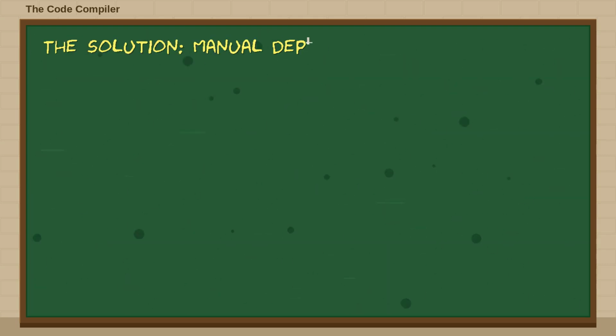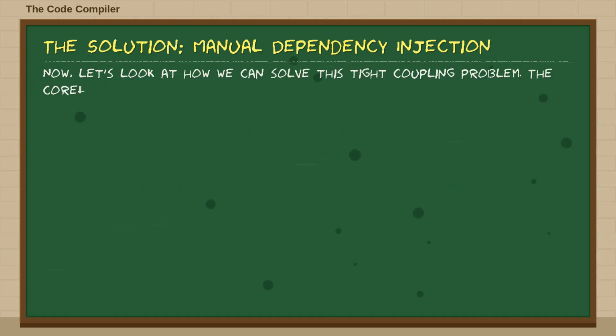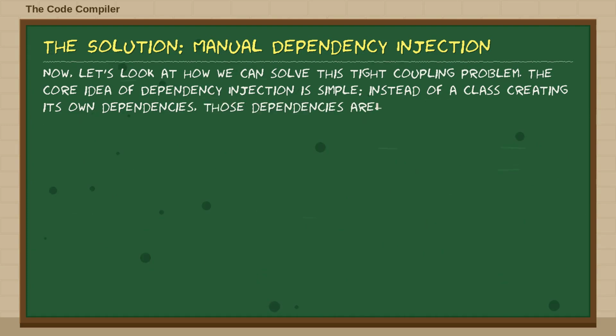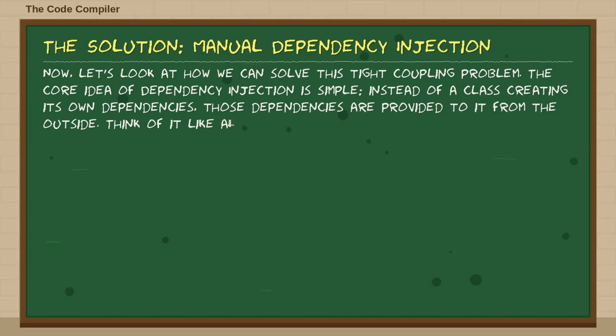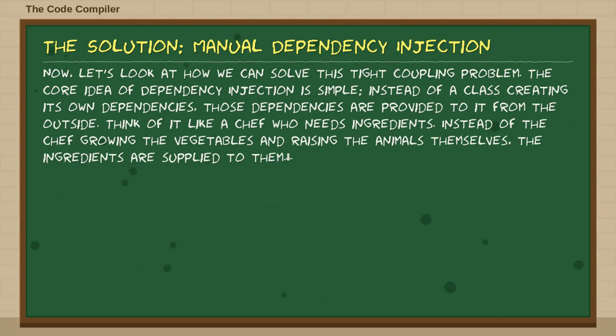Now, let's look at how we can solve this tight coupling problem. The core idea of dependency injection is simple. Instead of a class creating its own dependencies, those dependencies are provided to it from the outside. Think of it like a chef who needs ingredients. Instead of the chef growing the vegetables and raising the animals themselves, the ingredients are supplied to them.